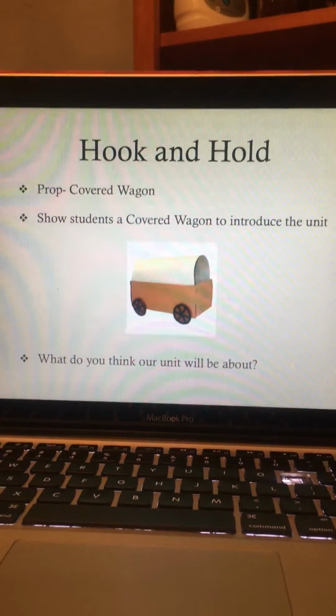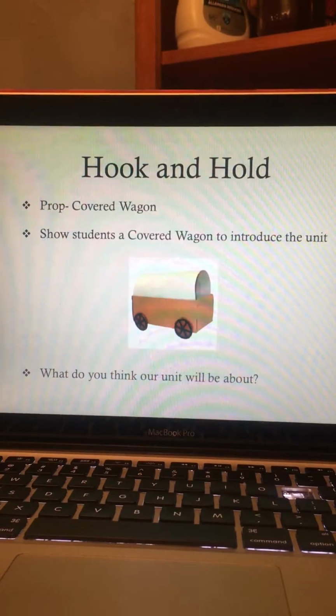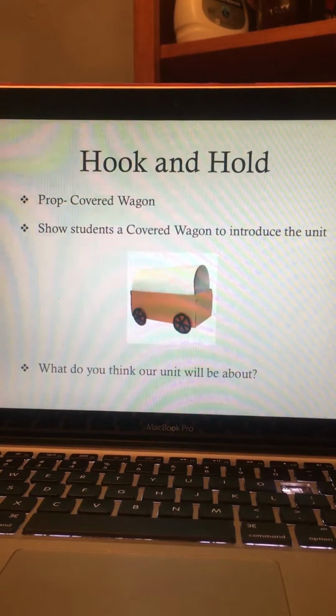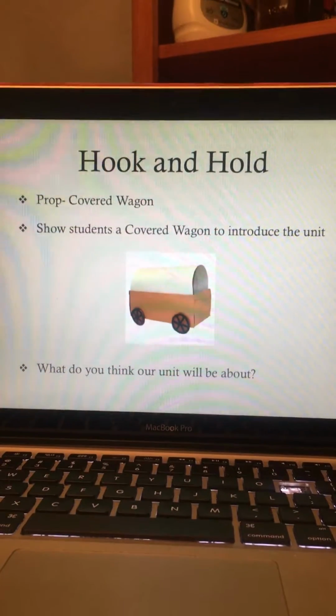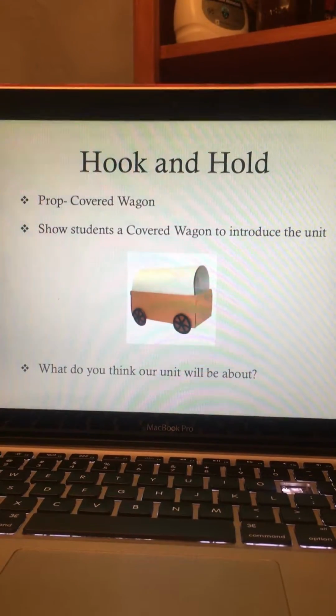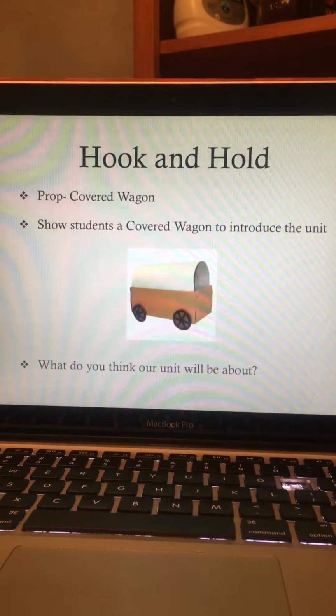The hook and hold I would use for this lesson would be a prop. I feel like this lesson involves so many discussions and thinking, and it's new, that I don't want to give everything away right away in my hook and hold.